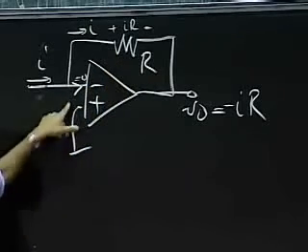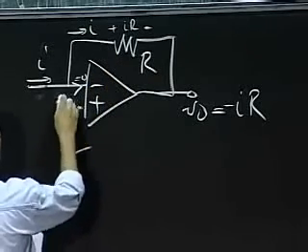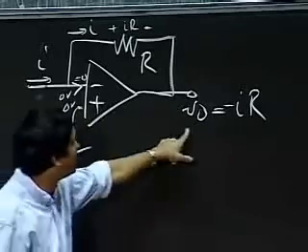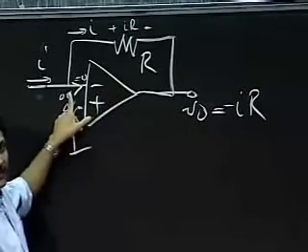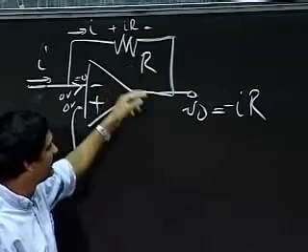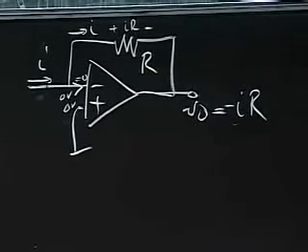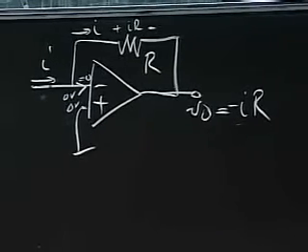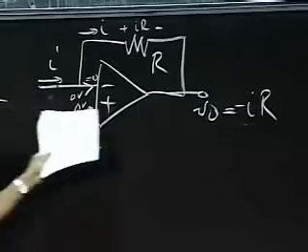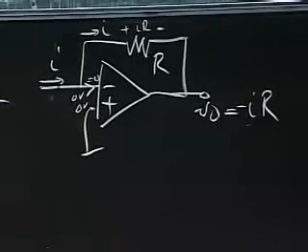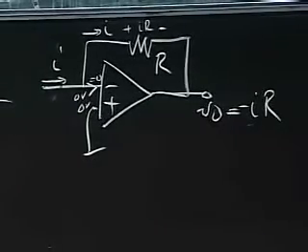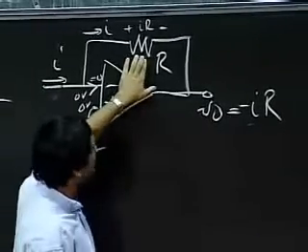And since this is the ground, this is at a virtual ground, the output here is simply 0 minus this drop, which is minus IR. Okay, so I've gotten to where I want to be. I have my current I being converted to a voltage. I've taken my current and converted that into a voltage by sticking a resistor in here.